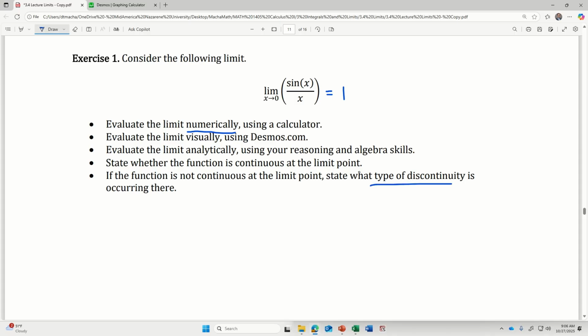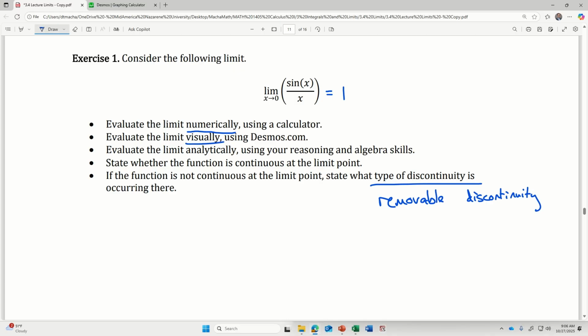So what type of discontinuity? This is a removable discontinuity. And in practice, you would just remove it by saying the function has a value of 1 when x is equal to 0. So we saw it numerically, we saw it visually.